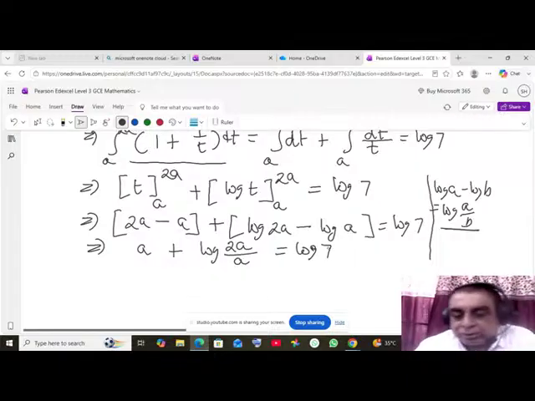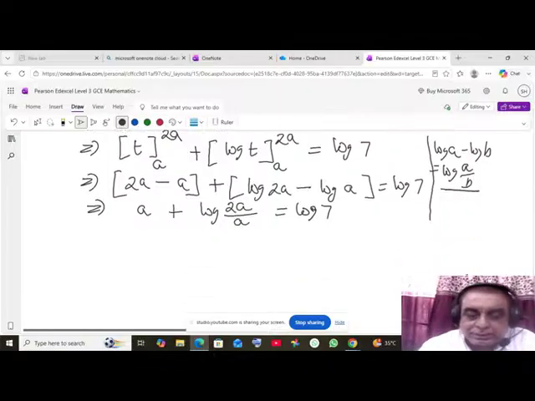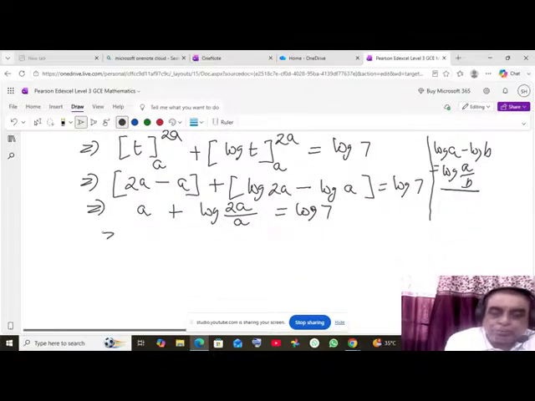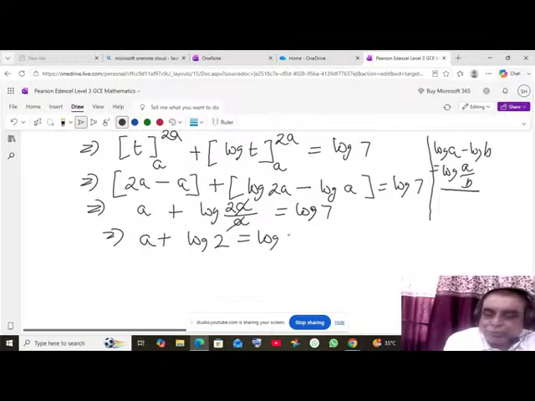Now please follow here. a and a get cancelled from top and bottom. So what are we left with? a plus, here we get log 2, and the value is equal to log 7. Now take this log 2 onto the other side, because we have to find the value of a only. So I am taking the other term, log 2, to the right side of the equation. So that will be log 7 minus log 2.